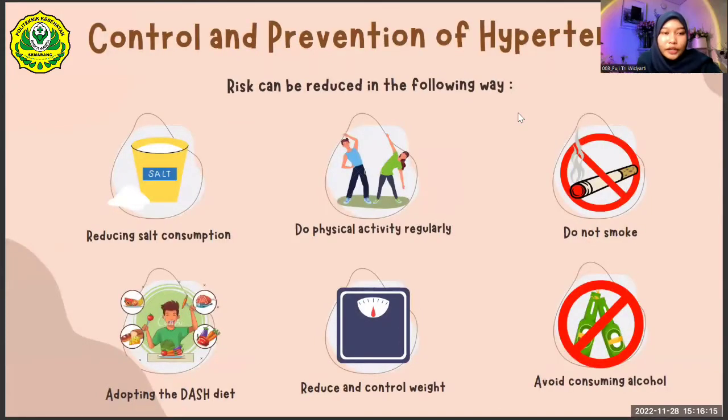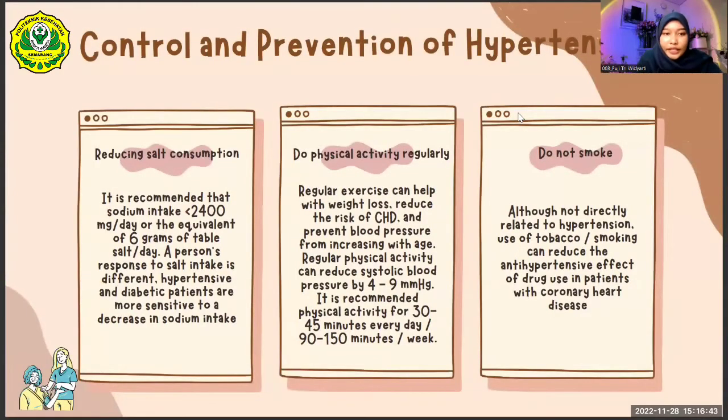So, everyone, how to control and prevent hypertension? So risk can be reduced in the following ways, such as reducing salt consumption, and then doing physical activity regularly, not smoking, and then adopting the DASH diet, and then reducing and controlling weight, and the last is avoiding consuming alcohol. So the slide is an explanation of the points of control and prevention of hypertension. So let's discuss about it.